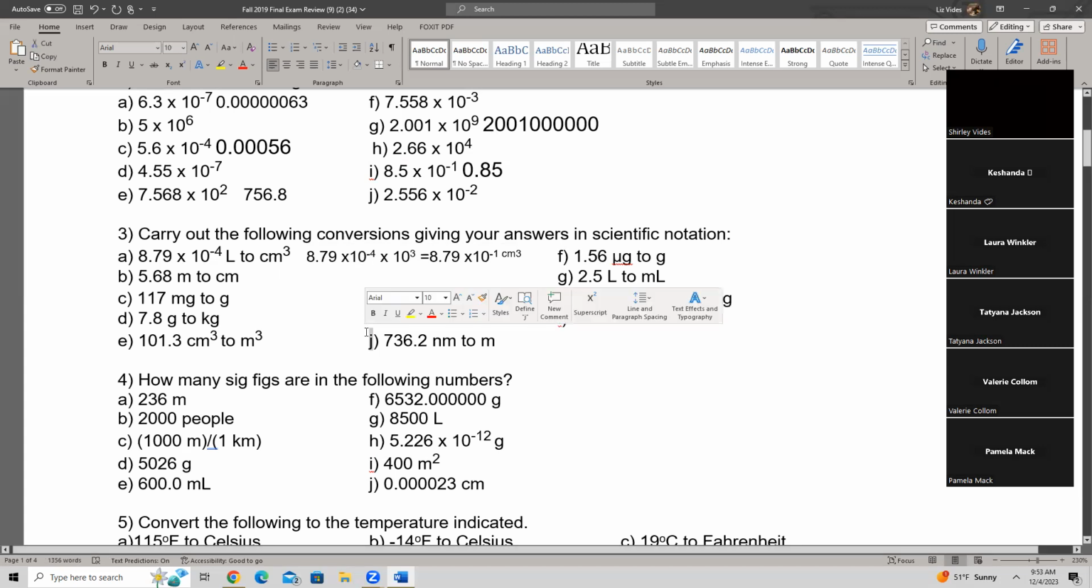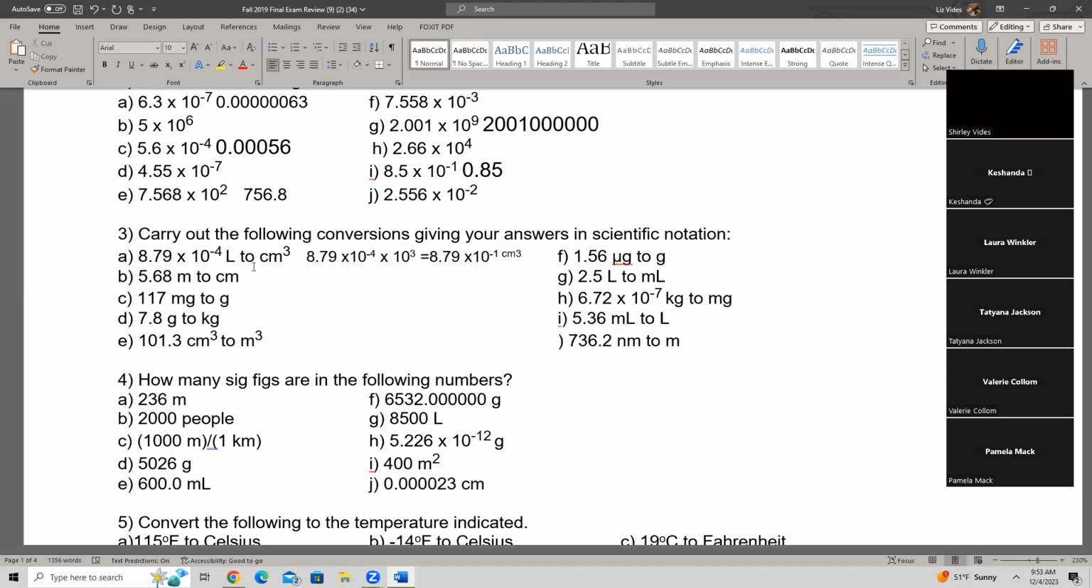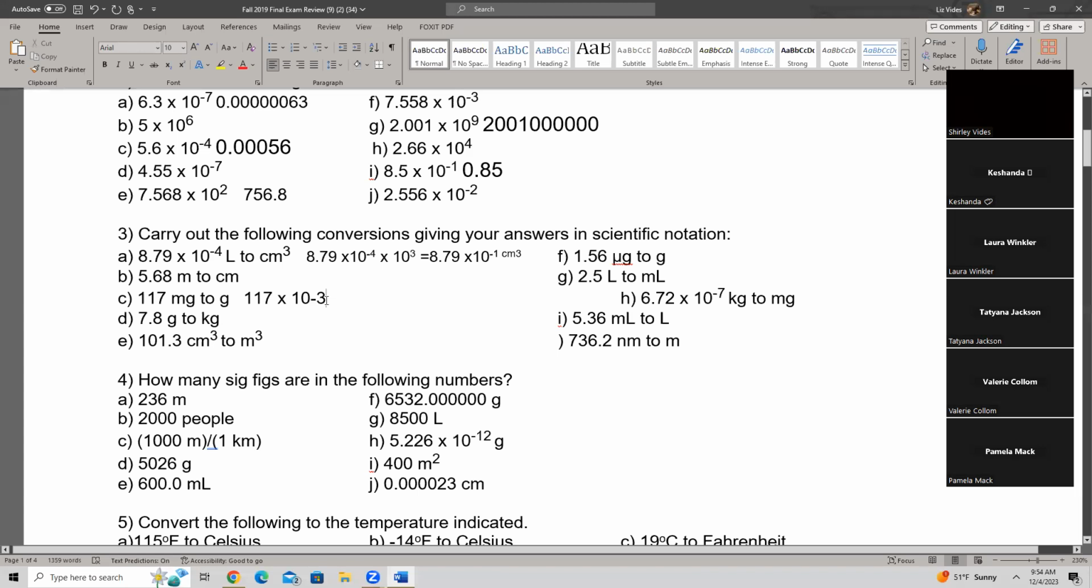I'm just tabbing them over because I know I'm needed to anyway. All right, so C, okay, 117, just put the number, right, times 10 to the what? Okay, so milligrams to grams, we're going up, so that's going to be -3, right? You notice there was nothing there already, so we're just putting the -3. All right, now, when we do that, we're multiplying it.